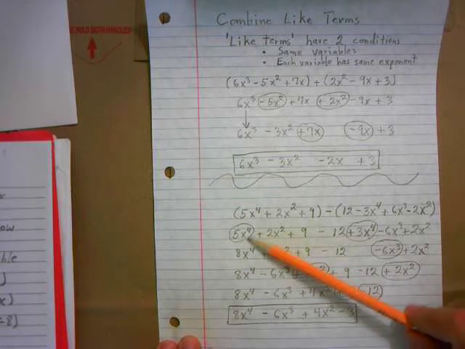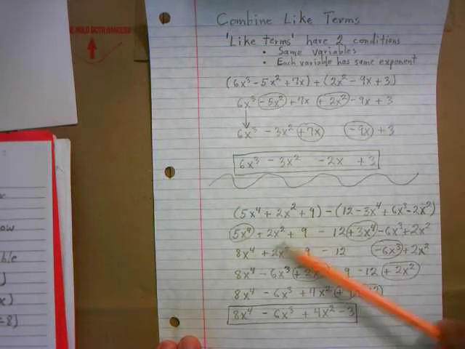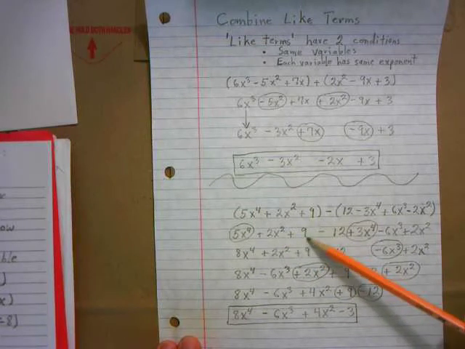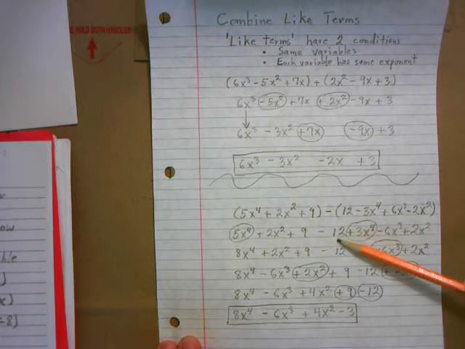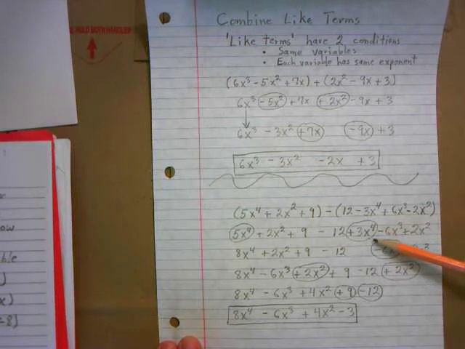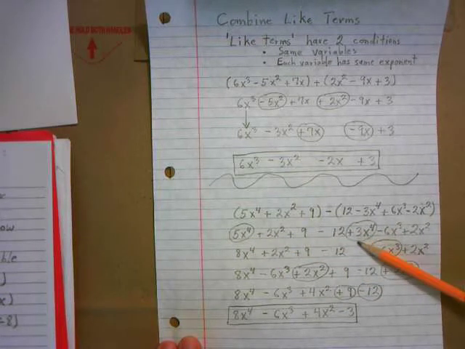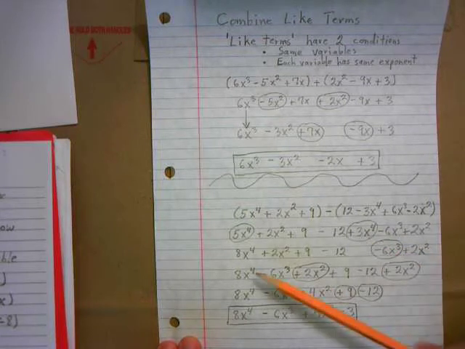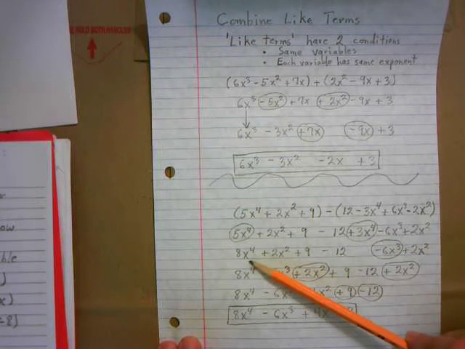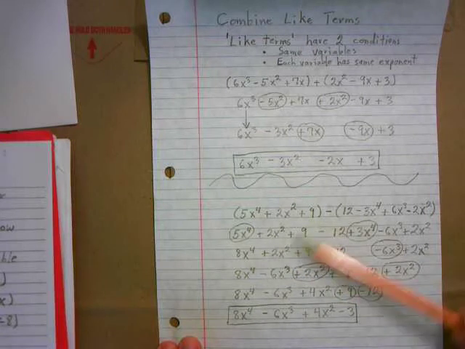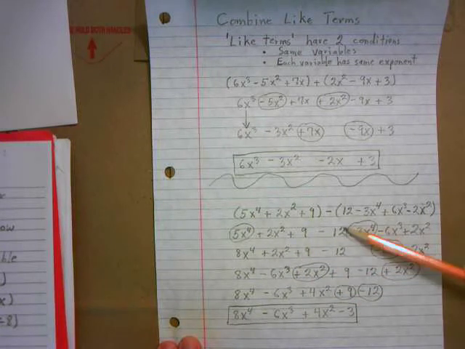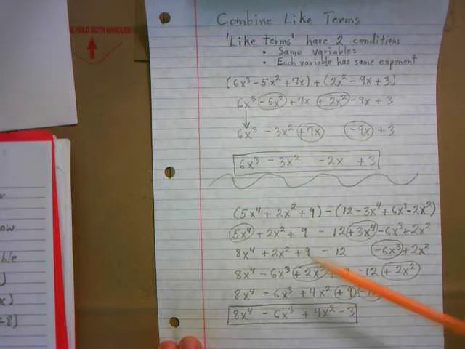So x to the 4th, we've got this one, nothing there, can't combine it. We need x to the 4th, nothing there, and there's one. There's an x to the 4th. Nothing there. Can't use that one. So 5x to the 4th plus 3x to the 4th will give us 8x to the 4th. And of course, we'll copy down the rest. Well, that was x to the 4th.